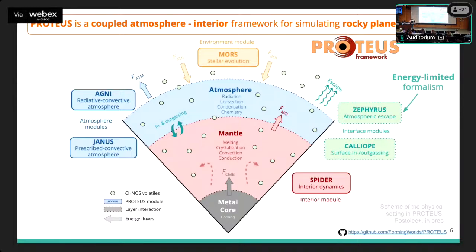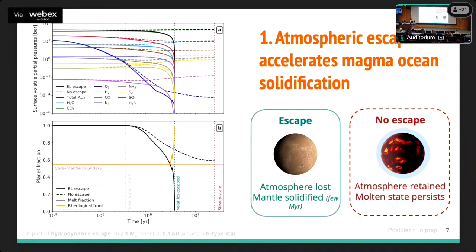And so I ran a bunch of models, and the first thing I wanted to look at is the influence of atmospheric escape on the magma ocean solidification timescale. And that's what I'm showing here.